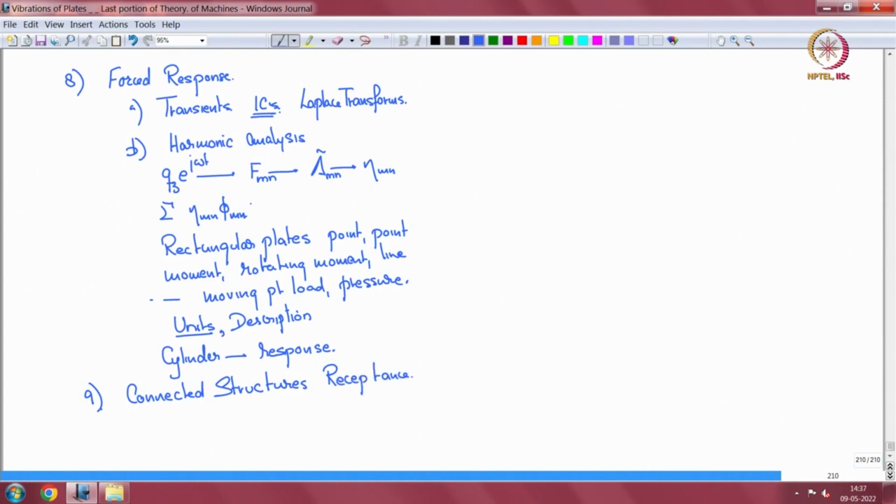Okay, it is a very useful technique. You can do point connections, you can do line connections, okay. You can do voids, voids in a material.